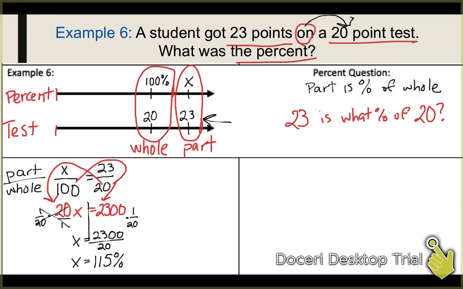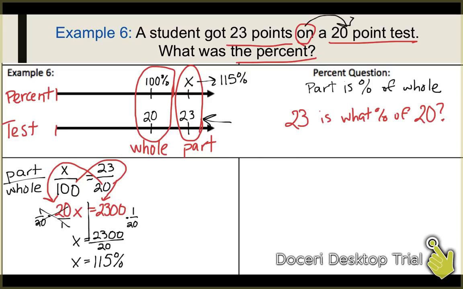Okay, does that make sense? Since 23 is bigger than 20, my percent is going to be over 100. So if I look here, we just found out that x is equal to 115%. Yes, that's going to be bigger than 100.